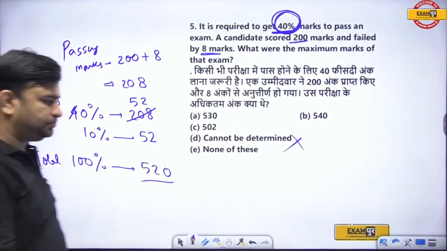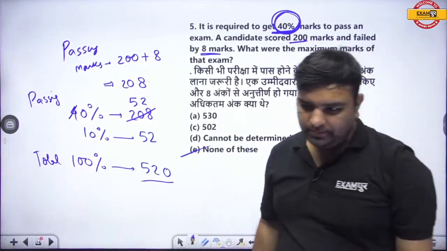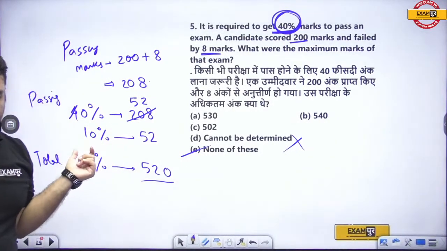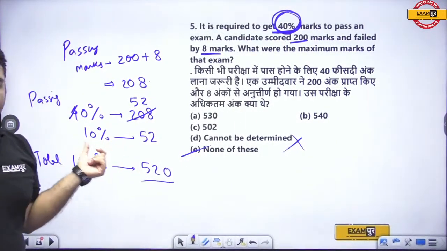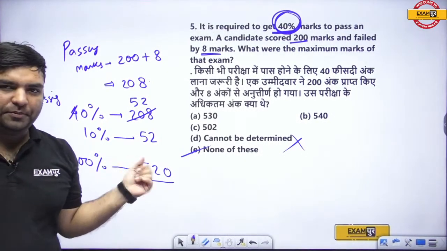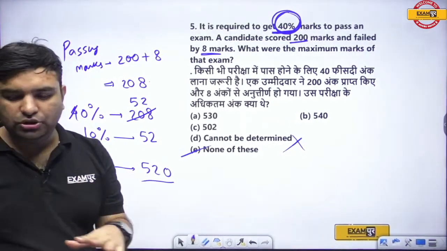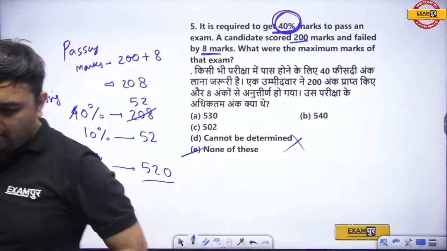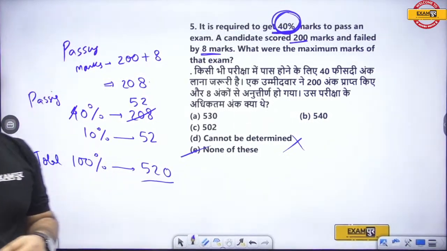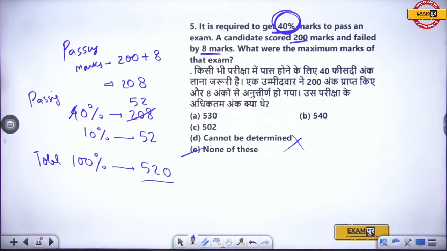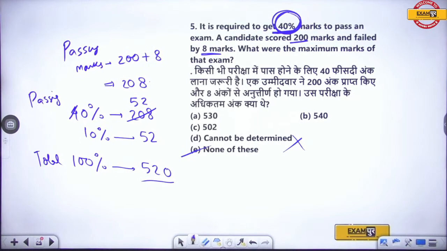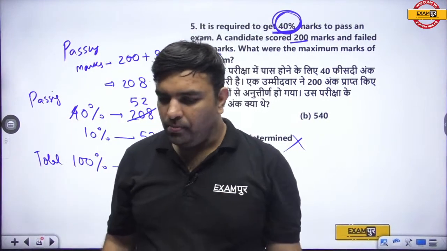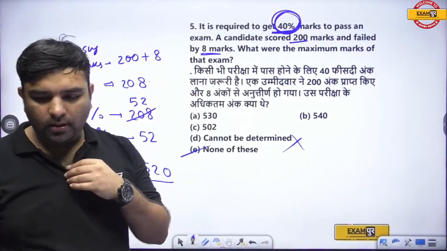Putting one more zero. If you simplify by 4, 10% is equal to 52. So 100% is one more zero after that, that is 520. Is it clear to all? Okay. Great.